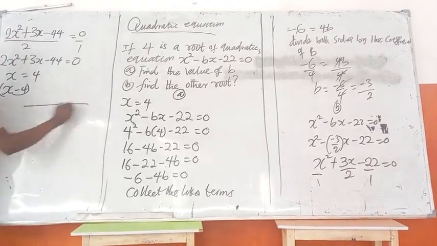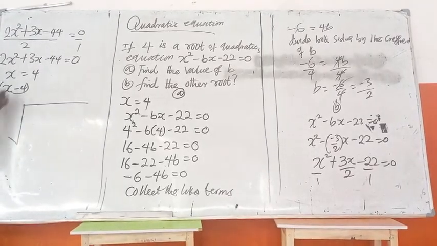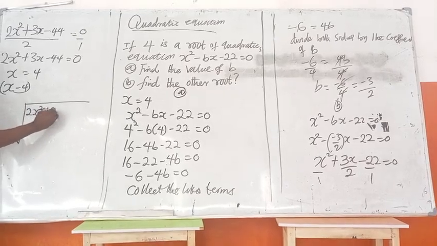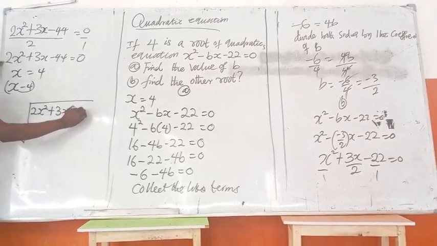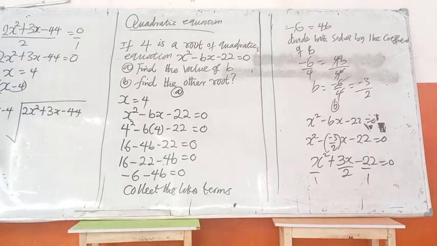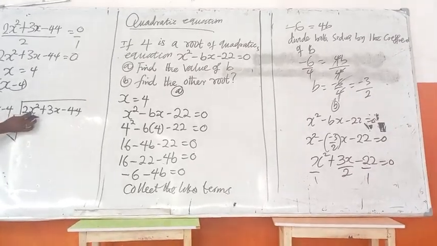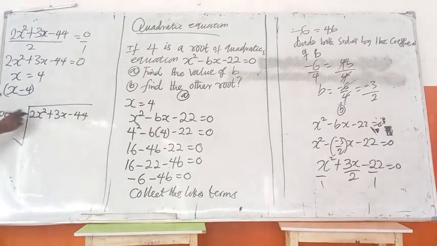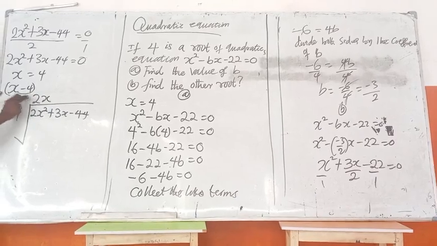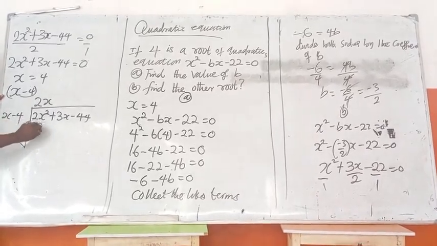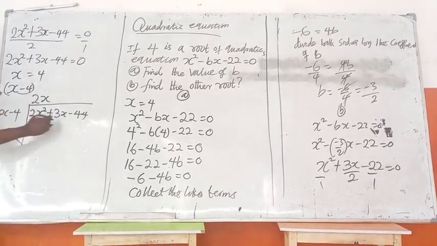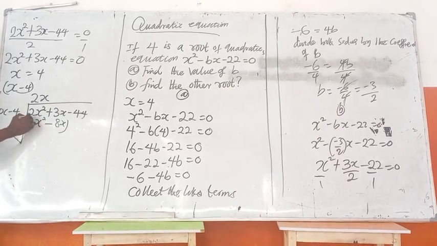Then you have to draw a long division table. This is 2s squared plus 3s minus 44, and the first root is s minus 4, which serves as the divisor polynomial. 2s squared divided by s, we have 2s. 2s times s, we have 2s squared. Then this is minus here. Minus 2s times 4, we have 8s. Then we close the bracket.